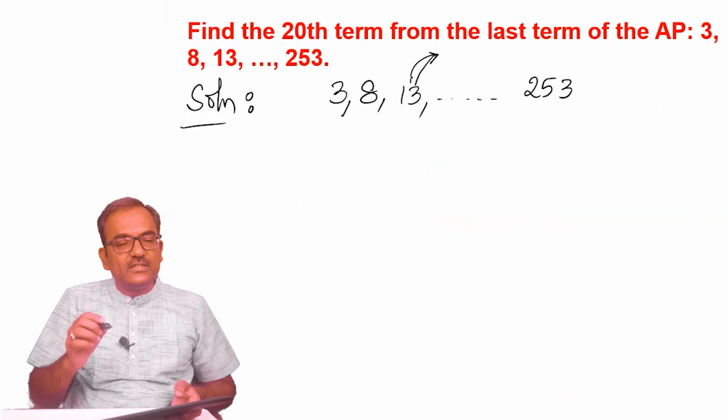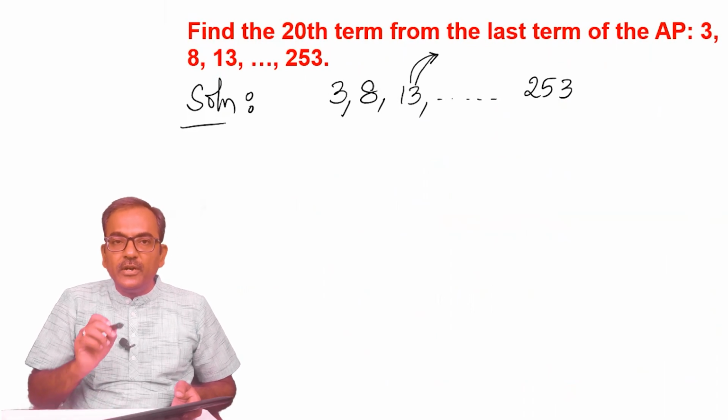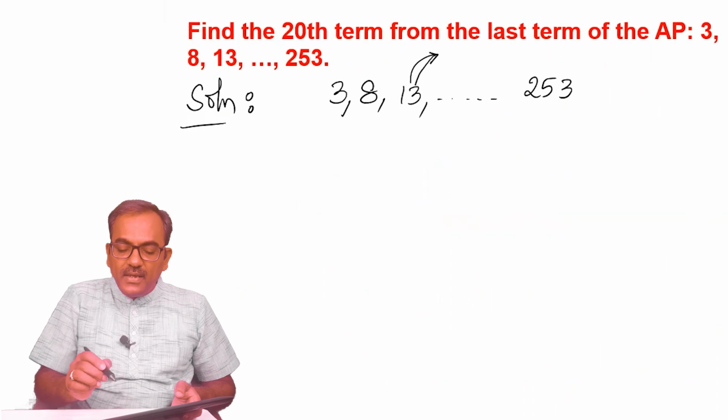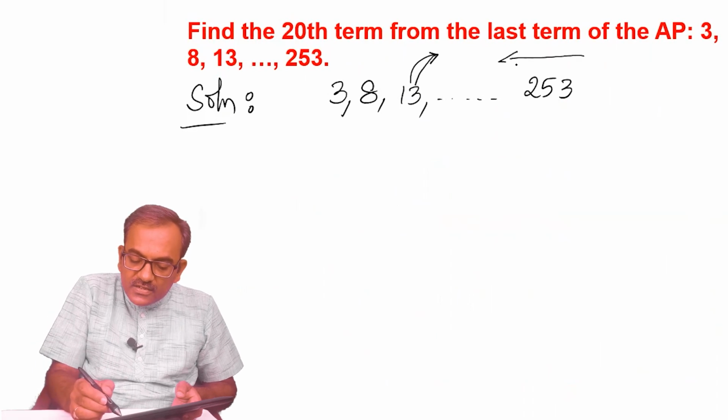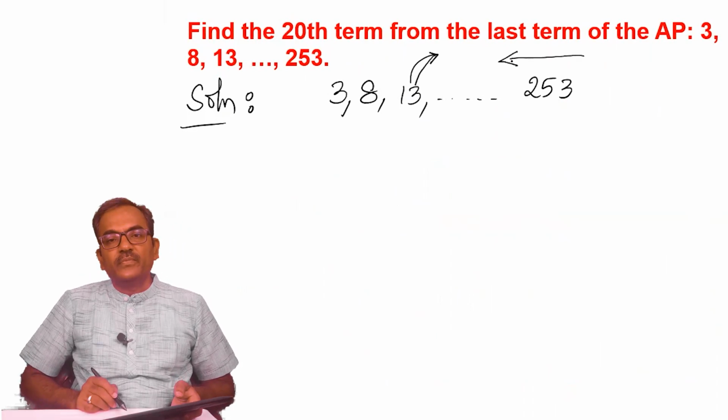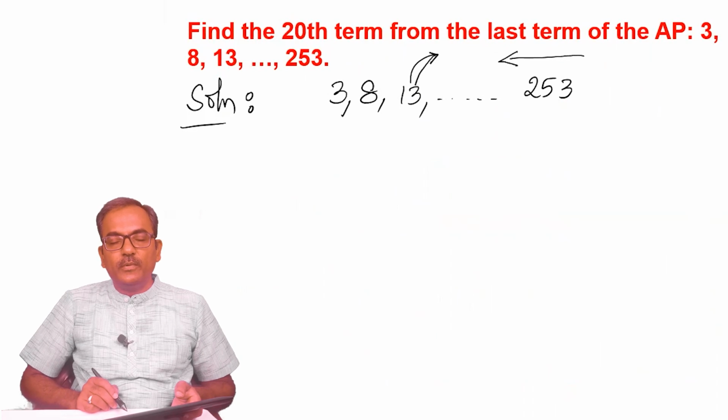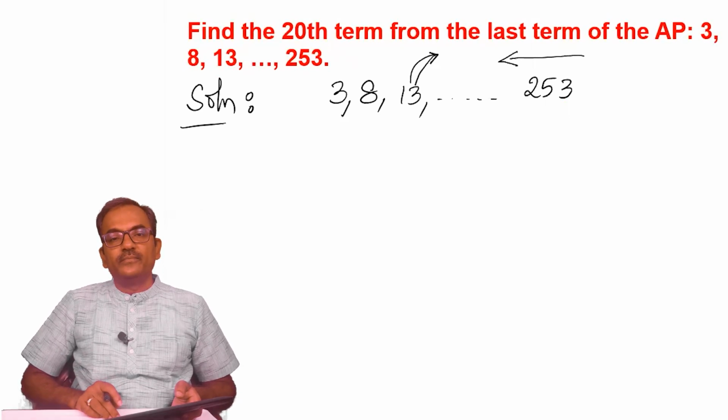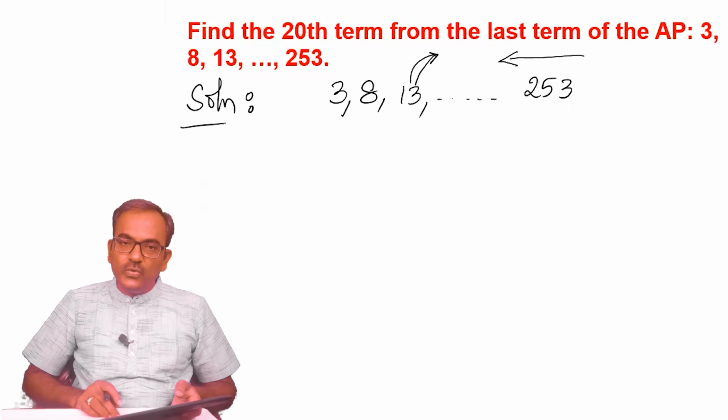No, look at the question carefully. You need to determine the third term of the AP from the last term. From the last term, you should obtain the third term. So, in how many ways can you think of doing this problem? Let's do it in one way, and also I'll show you how to do it in the other way.